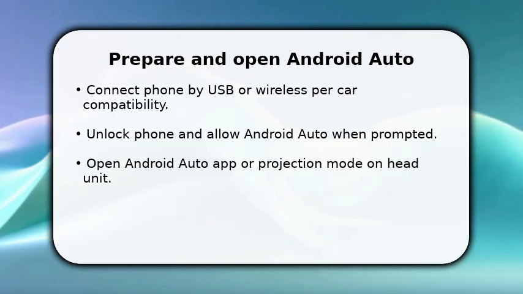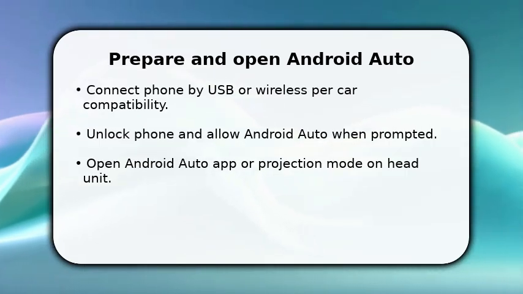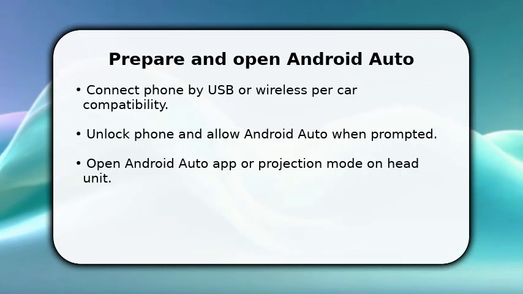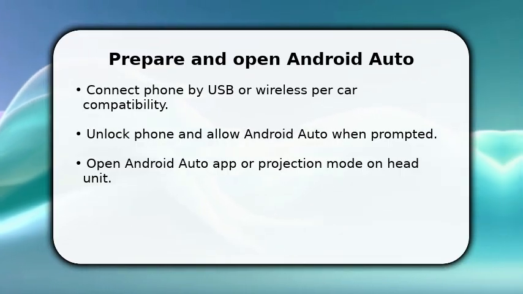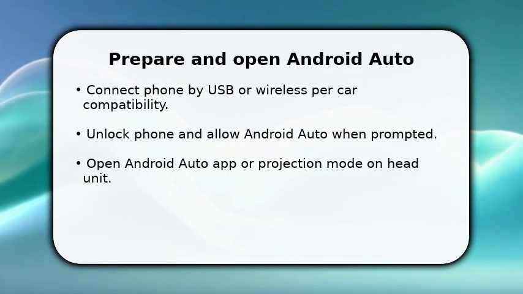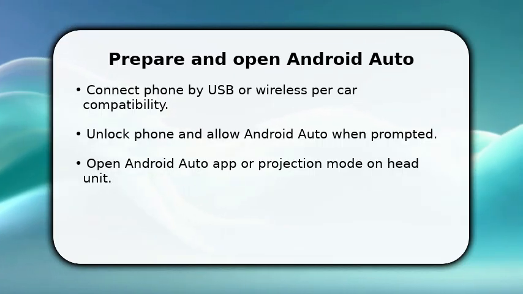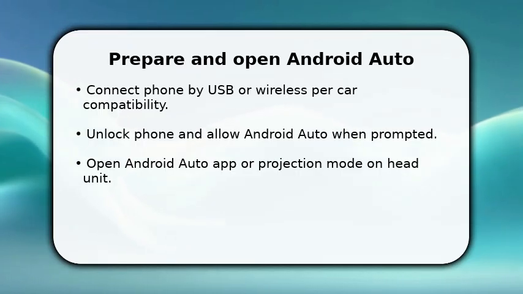Enjoy the video. You're starting with a connected, unlocked phone, so plug in or pair wirelessly and accept any permission prompts. Once done, open the Android Auto app on your phone or switch the car display to Android Auto projection. Make sure the phone's Android Auto version is up to date.